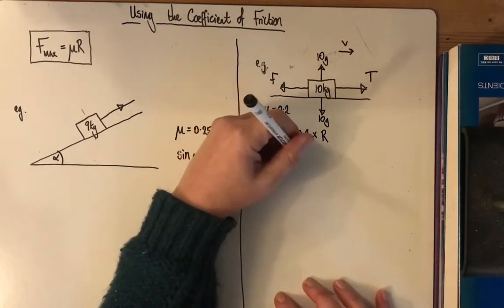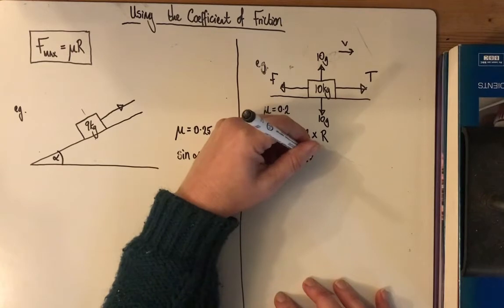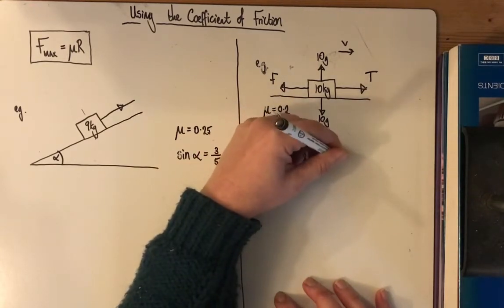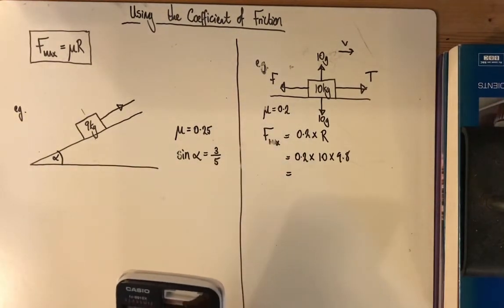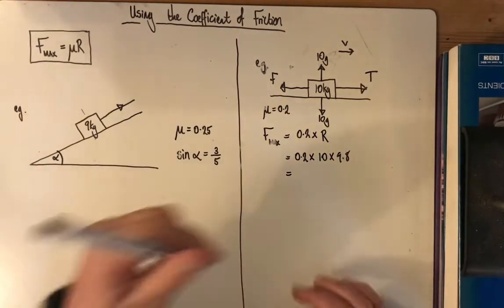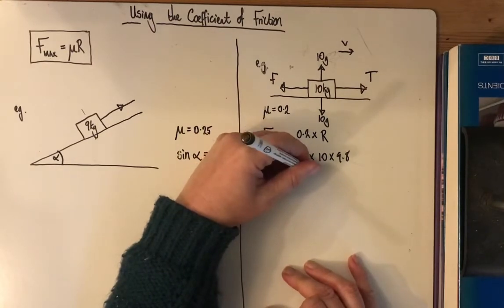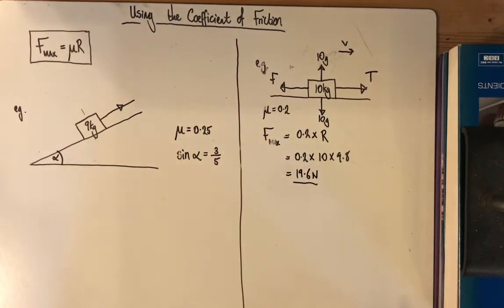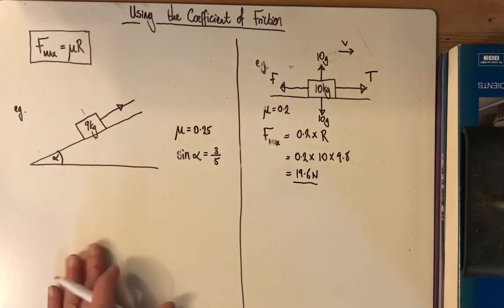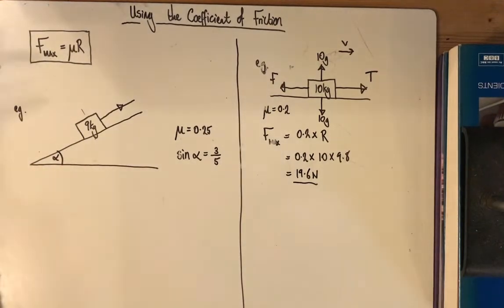So F max is equal to 0.2 times 10 times 9.8, which gives you 19.6 newtons. So if that object is going at constant speed, then T will equal 19.6.